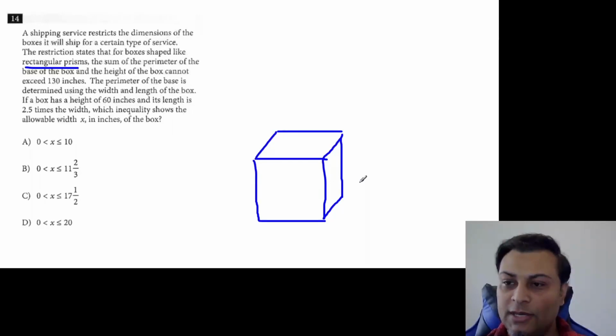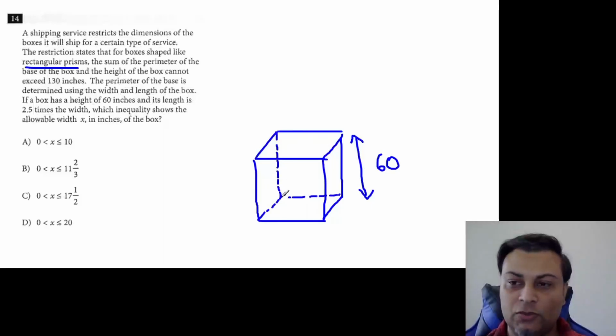Okay. We have the height, which is given to us as 60. And here's the base. So the width is given to us as x. So that's my x. Let me just write that down. This is my x. And the length here is 2.5 times that.